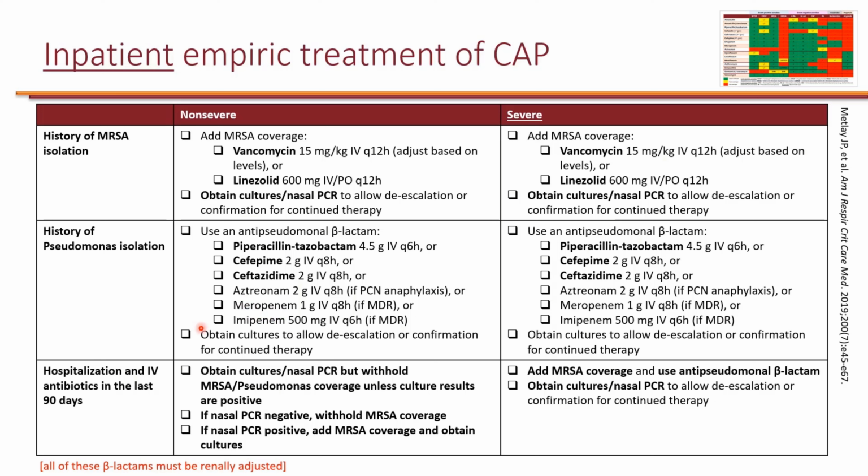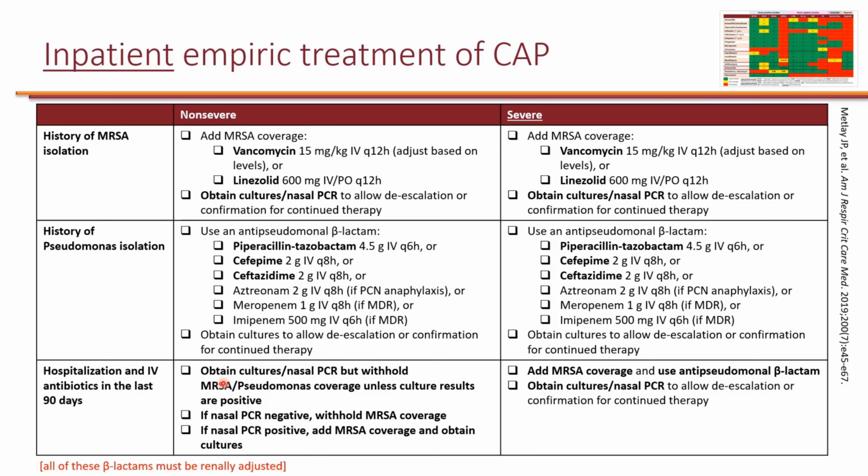Now, it is important to obtain cultures to allow de-escalation or confirmation for continued therapy. In other words, if you do not grow Pseudomonas on the culture, then you can de-escalate these back to ceftriaxone. Or if you did grow Pseudomonas, then you know that you had made the right decision, and then you will continue these anti-Pseudomonal coverage. Now, the same is true for severe and non-severe, so the strategy is the same. If the patient has had hospitalization and IV antibiotics in the last 90 days, that's when the strategy is different between non-severe and severe.